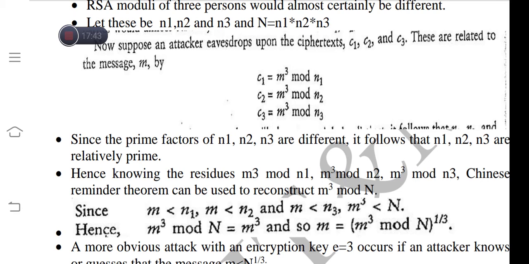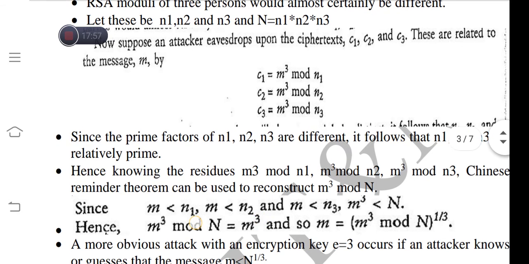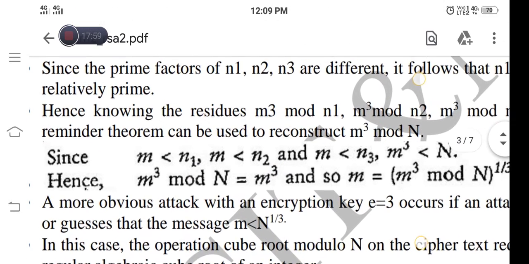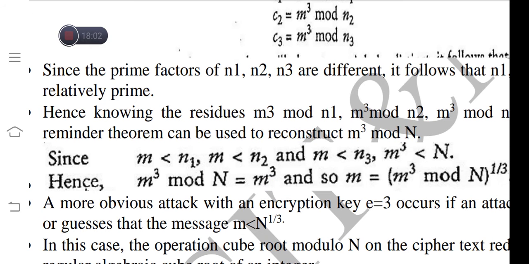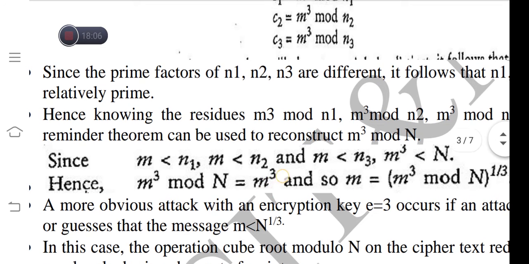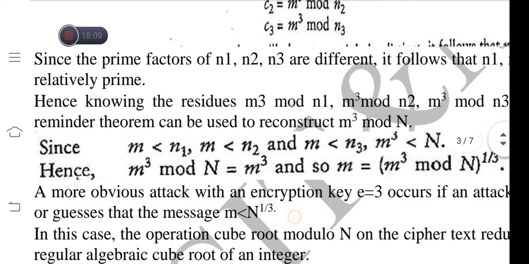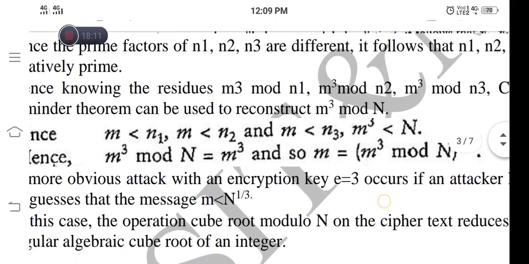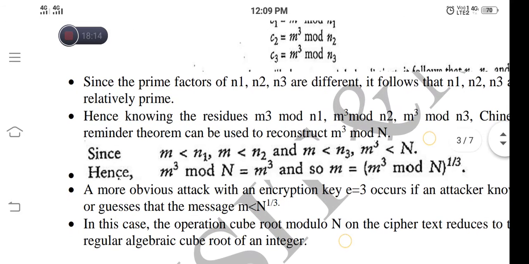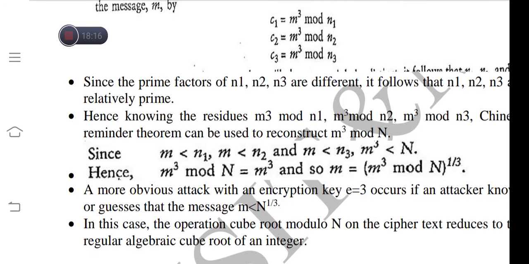So I can obtain small m equals M cube mod capital N to the power 1 by 3. The power 3 gets shifted onto the LHS. The M cube on the RHS is reduced to M, and the 3 is shifted to the LHS, which becomes 1 by 3.